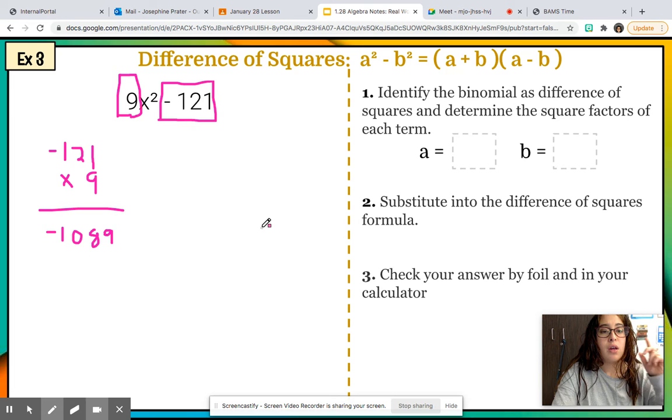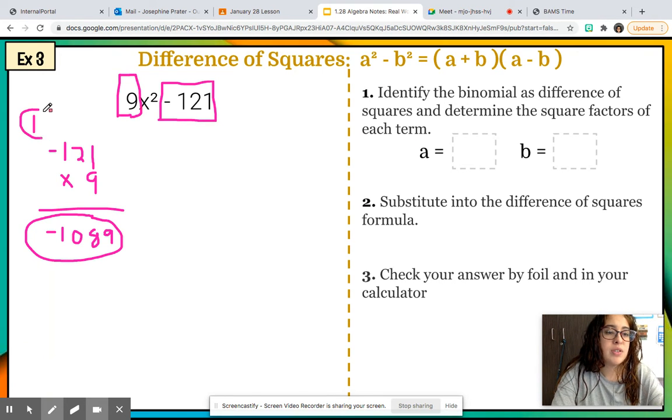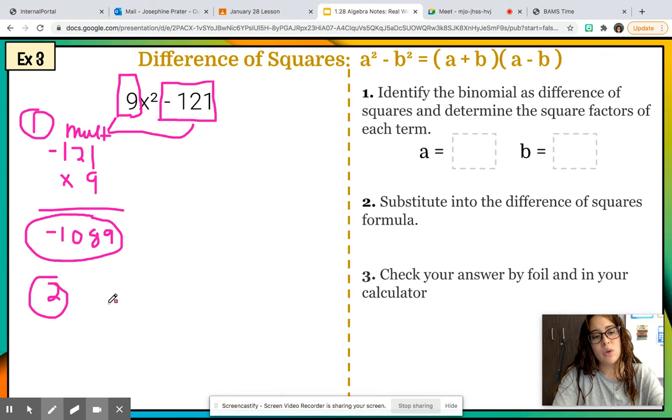Okay, now here's the second step. The second step is to find the square root of this number. So here's the first step: multiply your coefficient and your constant. The second step is to find the square root of it.